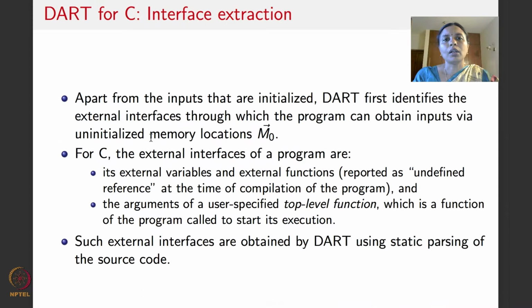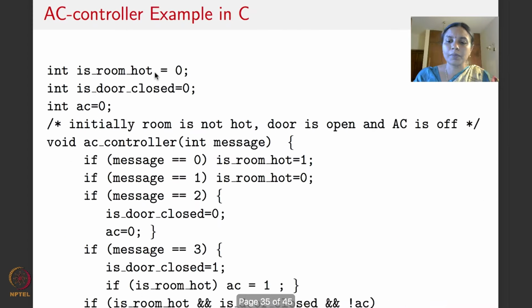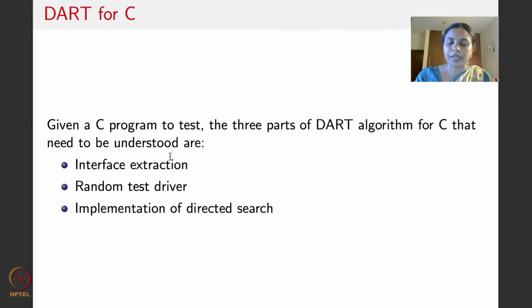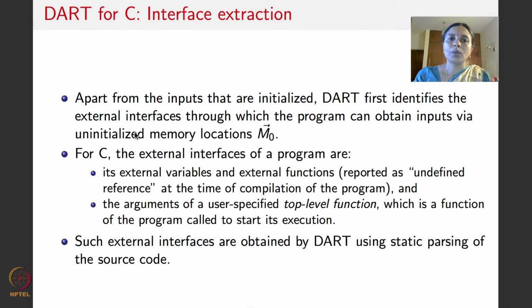So now DART for C, the first step, as we told you, is to do interface extraction. How does it do that? Now, apart from inputs that are initialized by a program, there could be other inputs to a program. DART first works on identifying them. How does it identify? It has to identify the external interfaces through which the program obtains its inputs. And these are typically from uninitialized memory locations, because these are inputs that are not initialized.